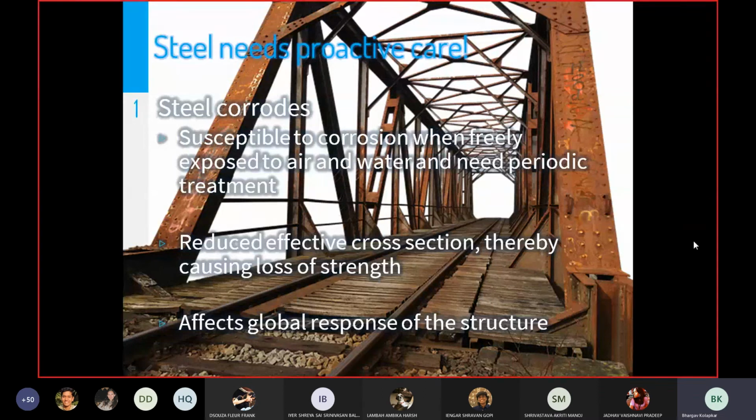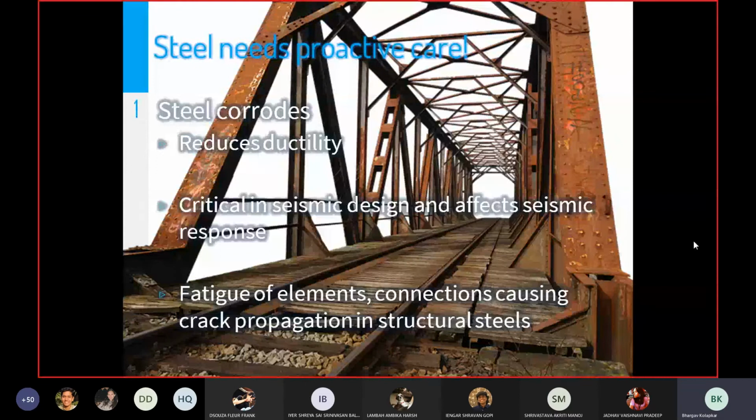And not only that, it also reduces the ductility of that particular member. The entire point of using steel is that we're using lighter sections, and if it starts corroding, it is going to start eating up the section, and hence the capacity of the member is going to be reduced, and the capacity of the structure as a whole is going to be reduced. So especially in coastal cities like Mumbai, if at all there is a steel structure, it is going to need a lot of proactive care. There has to be a team that looks after that structure in a pre-decided period of time.